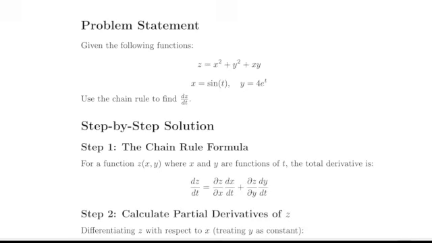In this video, we're given the following function: z is equal to x squared plus y squared plus xy. x is sine t, y is 4e to the t. Let's use the chain rule to find dz over dt.